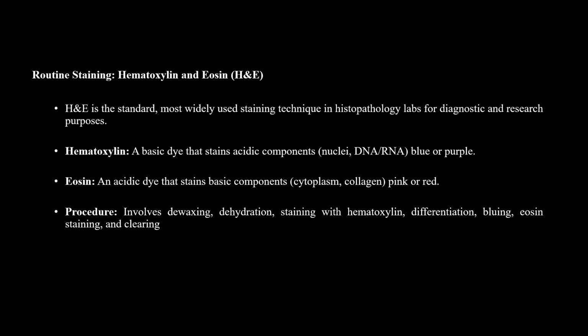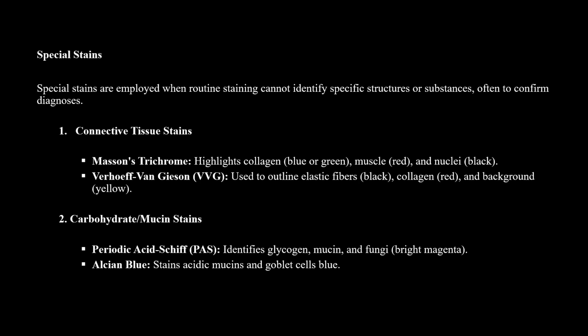differentiation, bluing, the usual staining, clearing. Special staining, the connective tissue and carbohydrate mucin staining. Masson's trichrome: muscle red, collagen blue or green, muscle thread and nuclei black. Verhoeff-Van Gieson, VVG, is used to outline elastic fiber black, collagen red, background is yellow. Carbohydrate mucin staining includes identification of glycogen, mucin and fungi.